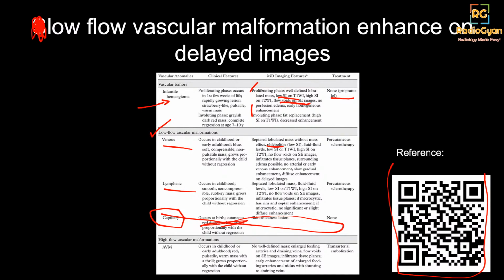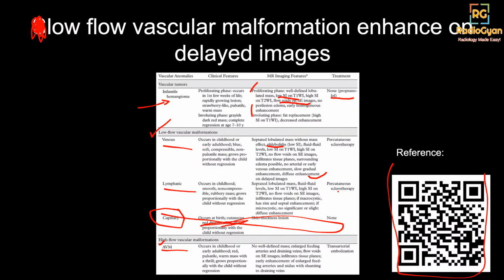And the other characteristic is that this will show diffuse enhancement on delayed phases, because lymphatics usually don't have a lot of flow, it'll take some time for the contrast to get into the lymph system, so they don't show homogeneous enhancement. They show just slight diffuse enhancement. And high flow vascular malformations are AVMs.